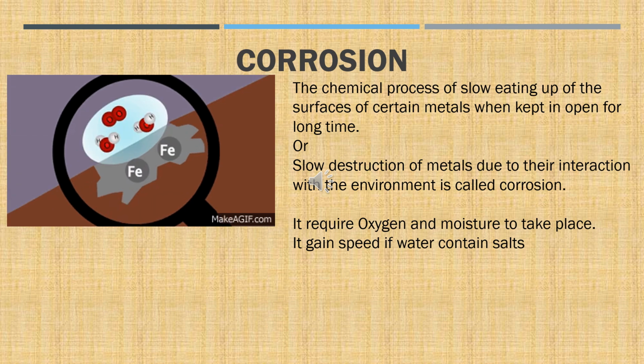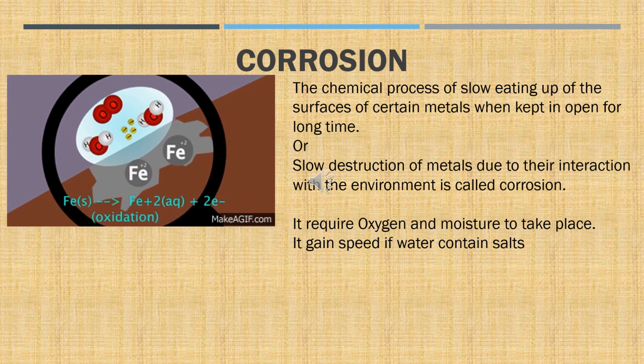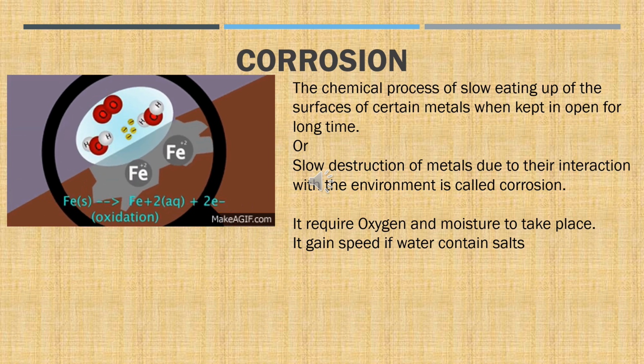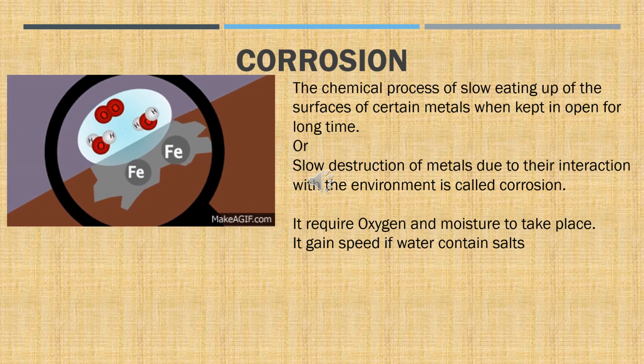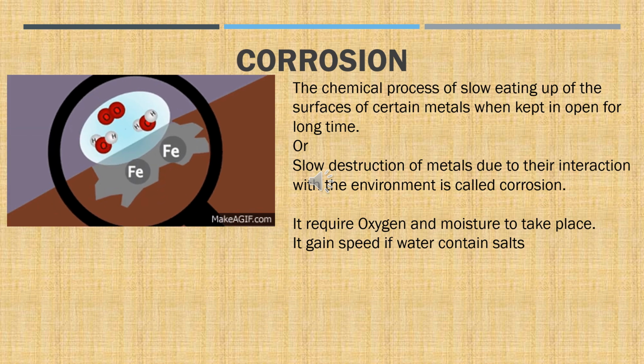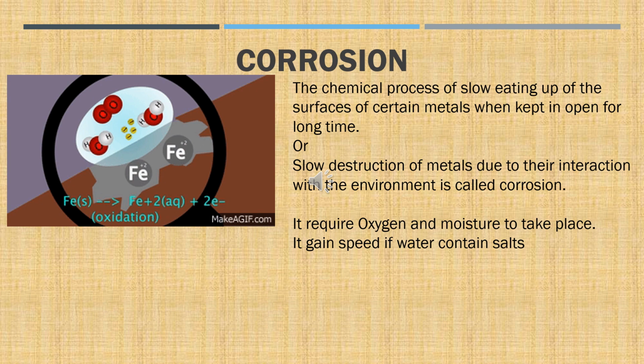Suppose an iron piece is kept outside and it is allowed to have moisture, that is water molecules, which can be in the form of gas or liquid, and at the same time oxygen. Then we can find a layer of rust on it. This layer of rust weakens the metal.